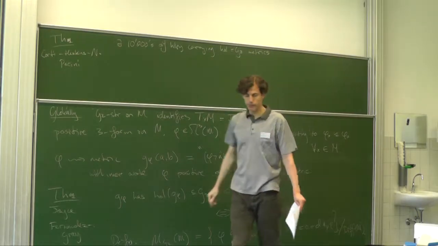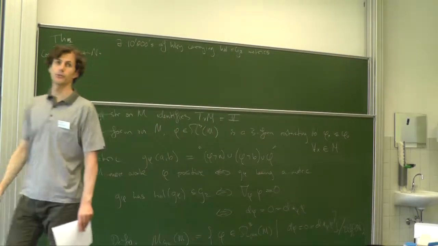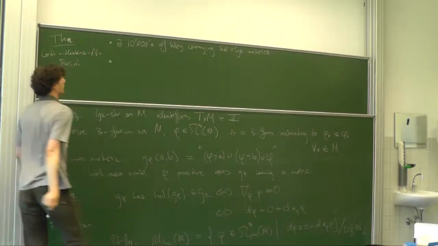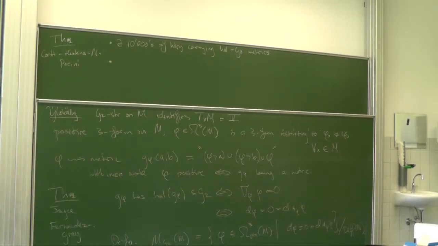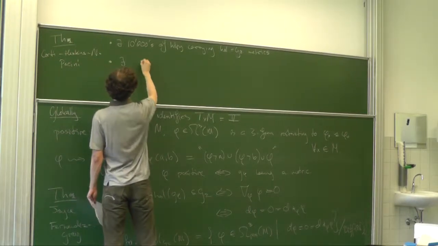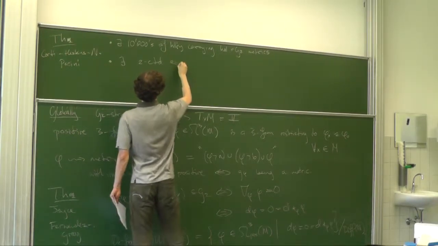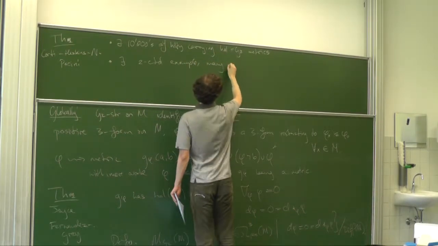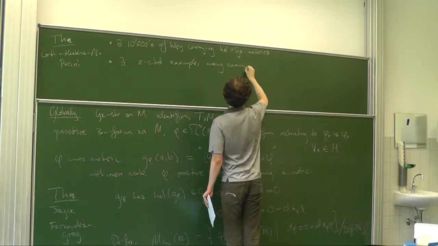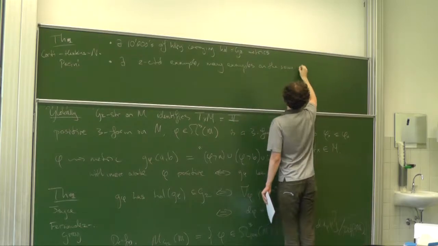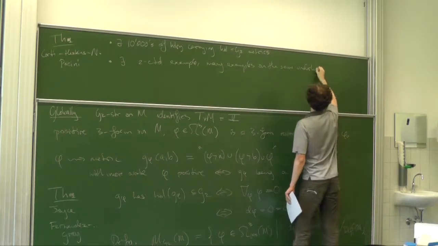So I'll talk about their construction. It's the so-called twisted connected sum construction, and I'll talk about that in some detail, at least the topological aspects of it in a moment. But in particular, there are 2 connected examples, and many examples on the same underlying manifold. So that's good.